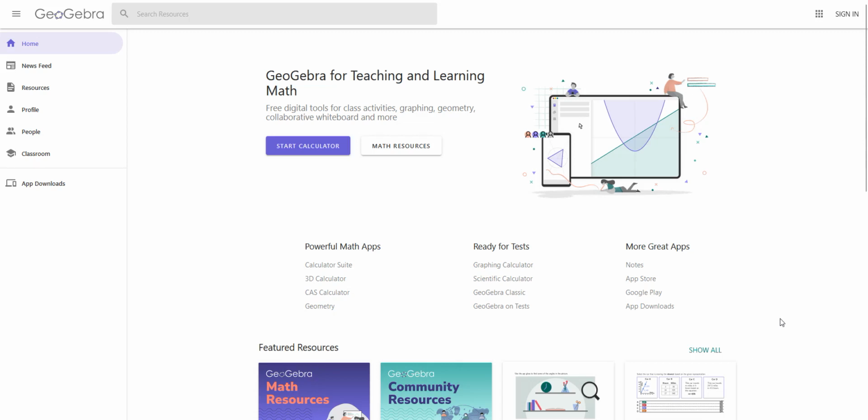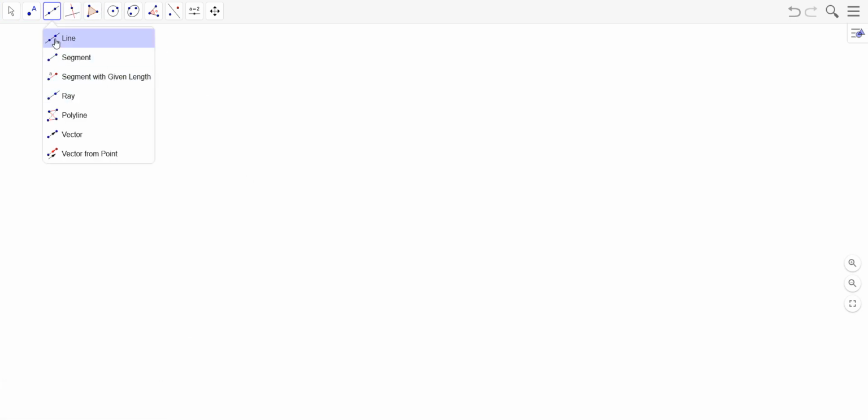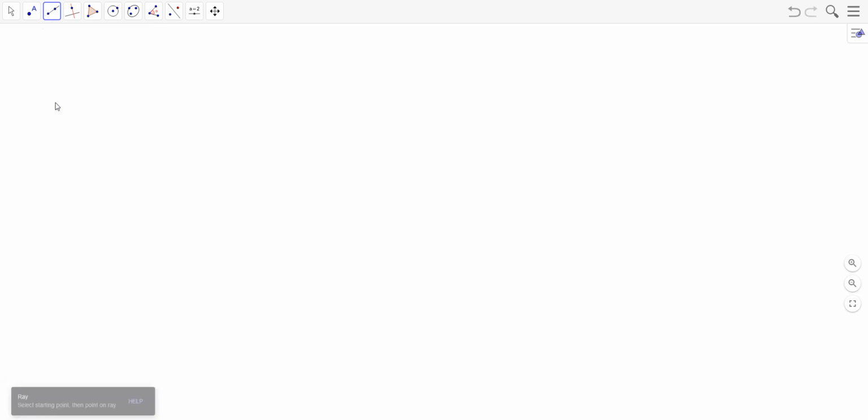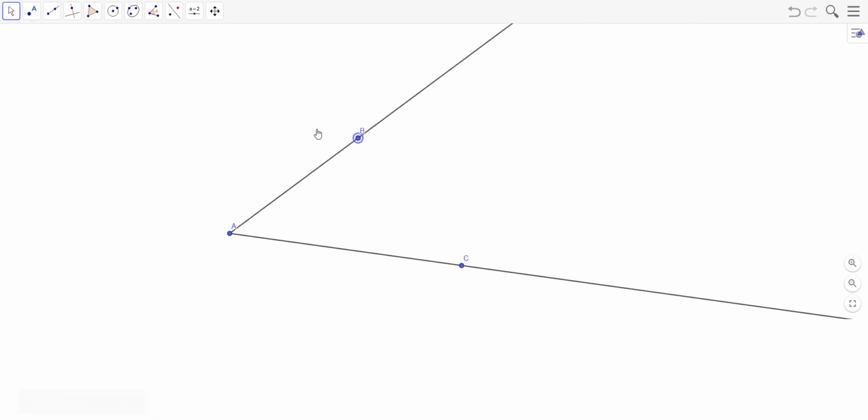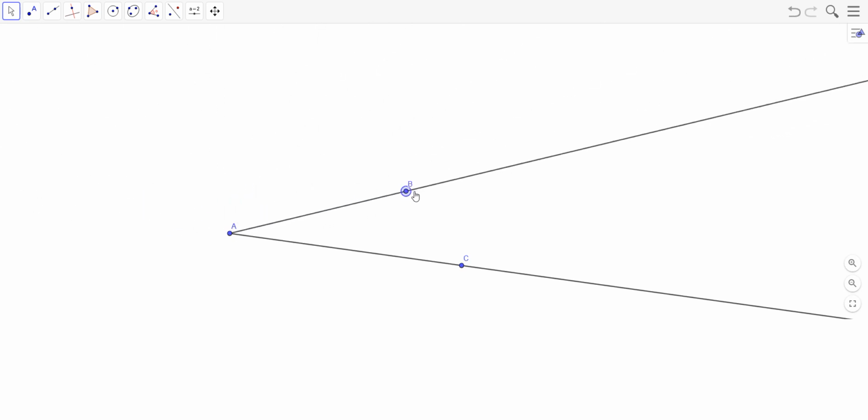Let's talk about measuring angles in GeoGebra. If you go to GeoGebra, start GeoGebra Classic here, and let's just go to geometry there. We can make an angle, which is a union of two rays, not line segments or lines, but rays. So there is an angle that we can make. It could be a zero angle, a straight angle, obtuse, right, or acute angle there.